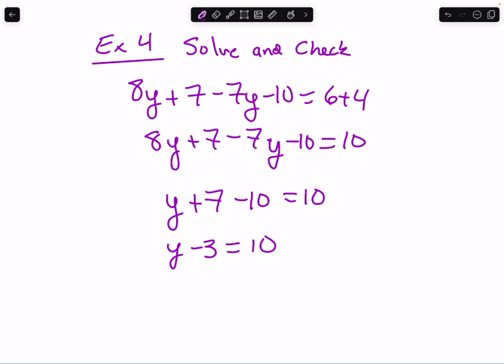Now we're only one step away, and we can add 3 to both sides to get y by itself, and y is equal to 10 plus 3, which is 13.